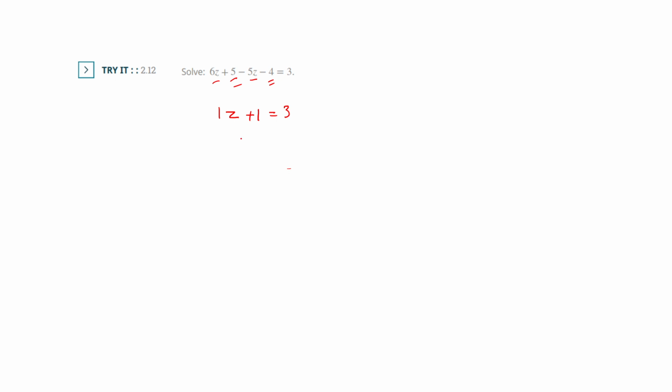Okay, now 1z doesn't really matter. We're just going to do z plus 1 is 3. I can subtract 1 from both sides, and I get z is 2.